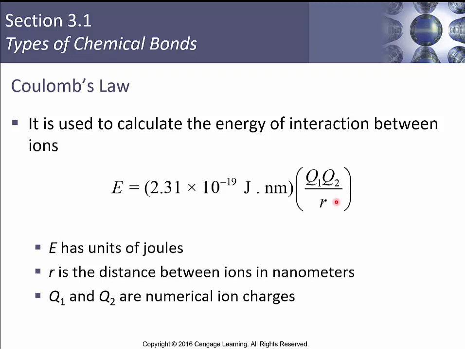So it's like absence makes the heart grow fonder. The further away they are, out of sight, out of mind, they are going to be less attracted to each other. It's like holding a magnet up to a fridge, closer and closer and closer, and whomp, it goes together. That's what it's like for our charges. The closer they are together, the stronger the force of attraction. E is going to have our unit of energy in joules. R is the distance between our ions in nanometers, and Q1 and Q2 are going to be the numerical ionic charges.